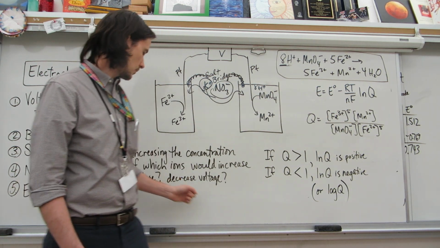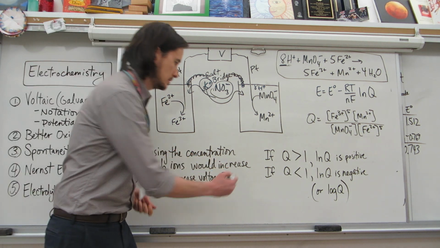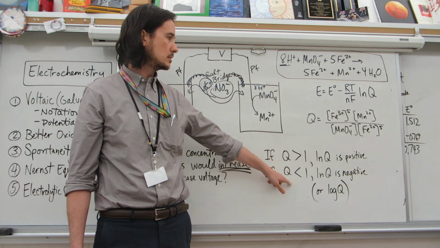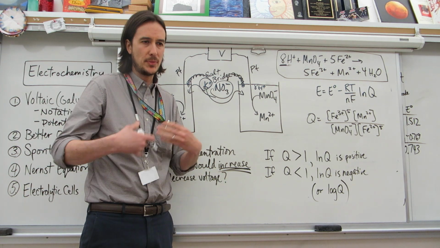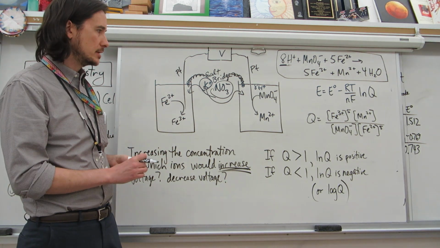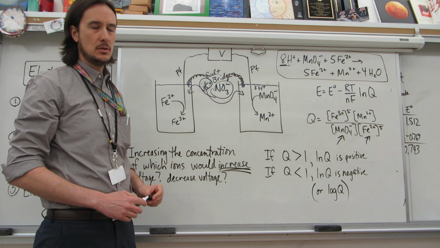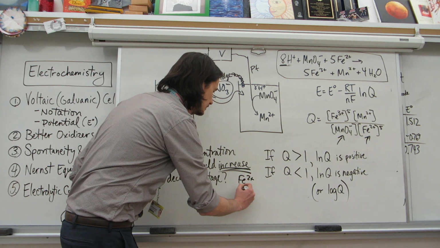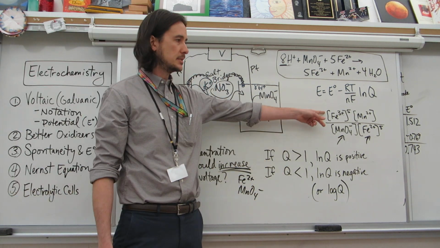So if we want the voltage to increase, then we want Q to be less than 1, so we want to increase the denominator. We've got to put in reactant, and that kind of makes sense, right? We want the voltage to increase, we've got to put reactants in there. So we put in either Fe2 plus or permanganate. And if you want to decrease the voltage, dump in a bunch of product.